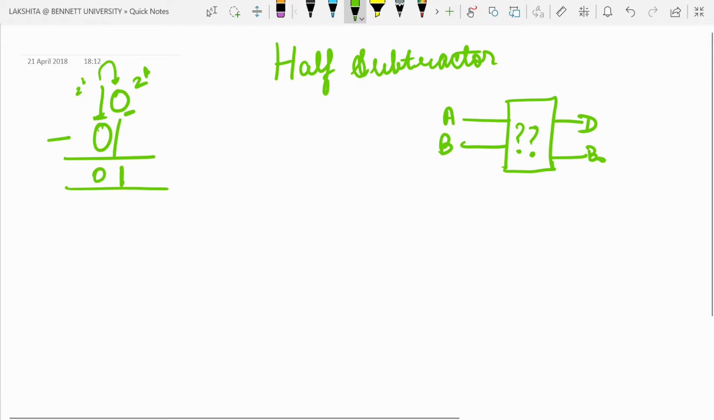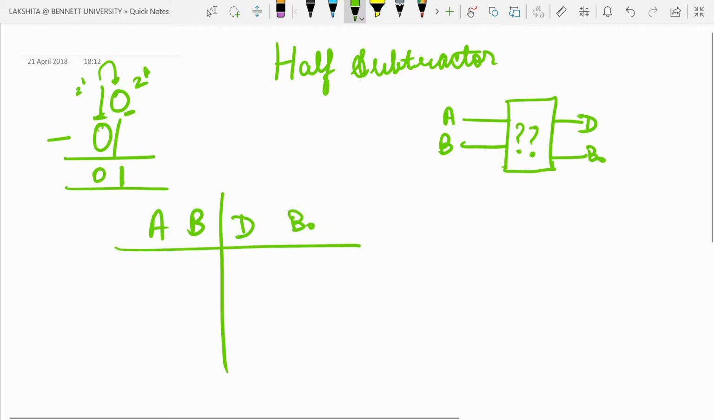We are having two inputs and two outputs. Two inputs are A and B, and two outputs are D and B naught. As there are two inputs, there can possibly be four cases. So let's make the four cases: 0 0, 0 1, 1 0, 1 1. In the first case, we can easily subtract 0 from 0. So the value of difference will be 0 and the borrow output is also 0.